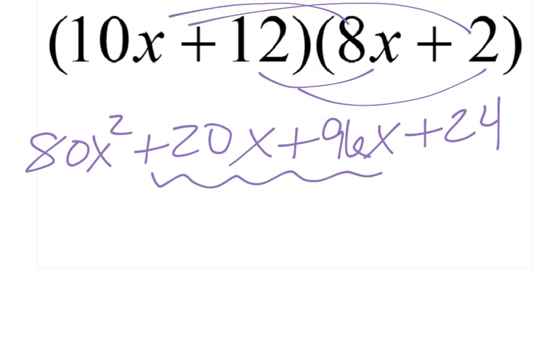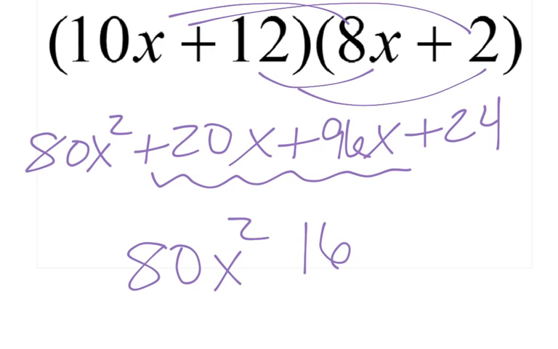On one of these problems, the two terms in the middle should always combine. So bring down your 80x squared. 20x plus 96x is going to give you 116x. It's positive, so plus. And then bring down your plus 24. Make sure you have a plus or a minus between every term. Make sure you realize when you get to the middle, the last step when you're combining the two in the middle, that you don't change an exponent because you're not multiplying anymore.